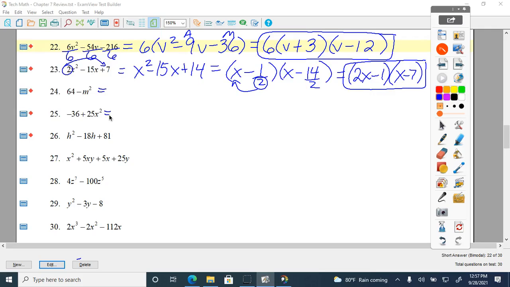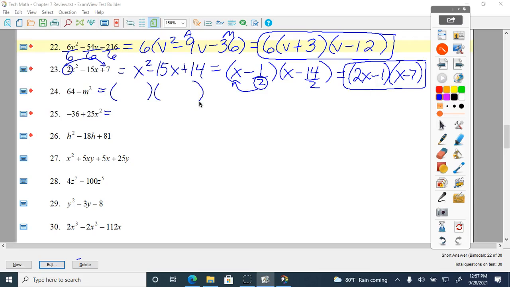24 and 25. Both of them are quick ones. I know they're quick ones because everything up here are perfect squares, and I'm subtracting them. Okay? So if you have perfect squares and you're subtracting, you're just going to take the square root of each of them. So what's the square root of 64?